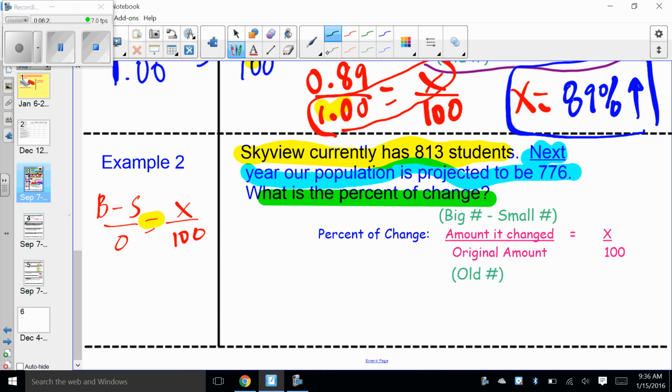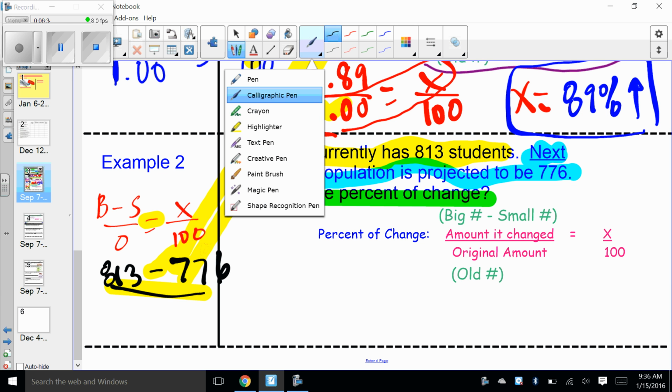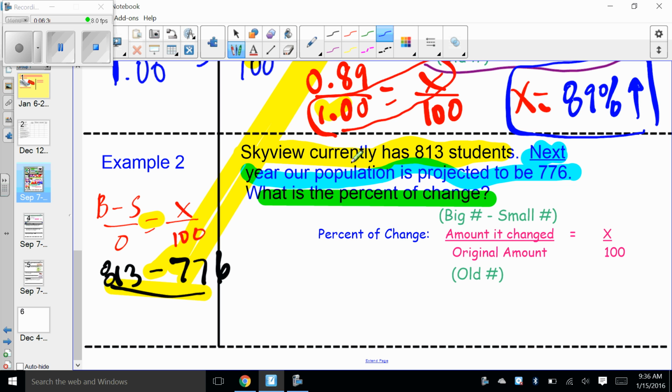813 minus 776, over the original. What happened first was the 813 students, because that's current. Next year hasn't happened yet. So 813 happens first because it's right now over the course of time.